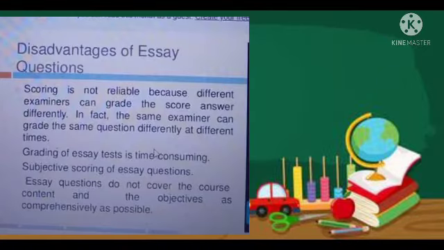And the following are the disadvantages of essay. So, first, scoring is not reliable because different examiners can grade the same answer differently. In fact, the same examiner can grade the same question differently at different times. Second, grading of the essay test is time-consuming. Third, subjective scoring of essay questions.